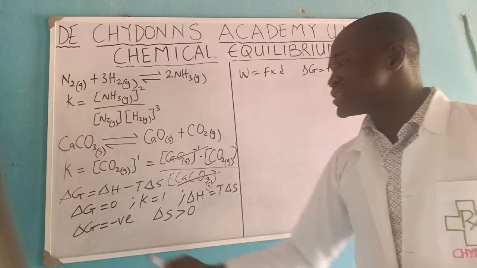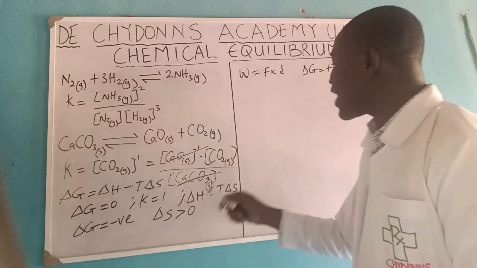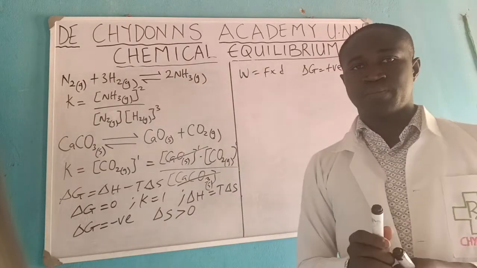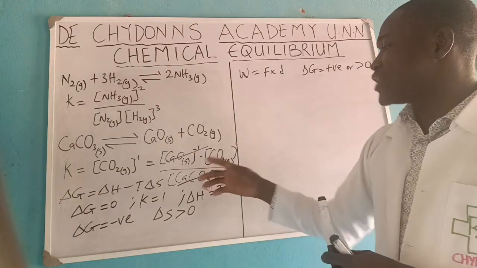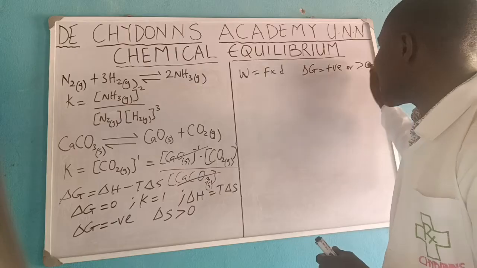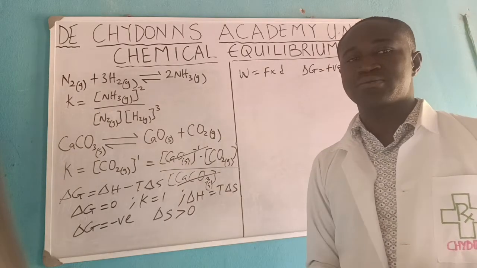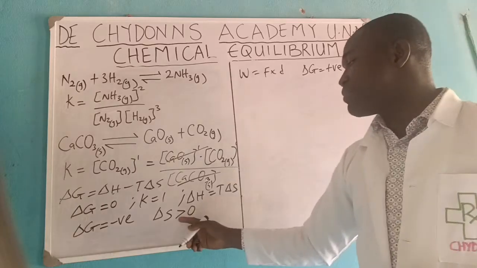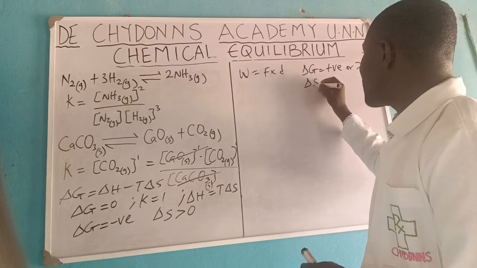In that case, the free energy is no longer negative but positive. That means this makes the reaction non-spontaneous. Once change in G is greater than 0, automatically what will happen to change in S? It will no longer be greater than 0. Change in S will be what?